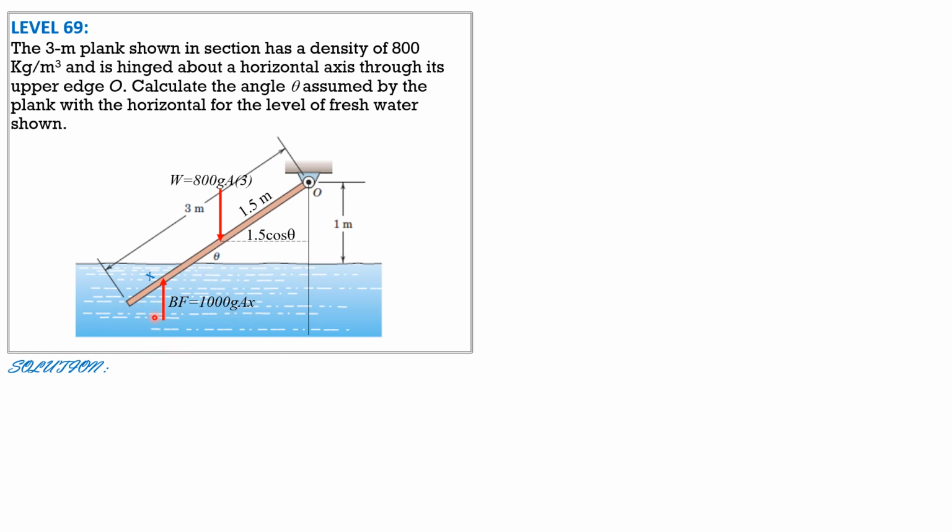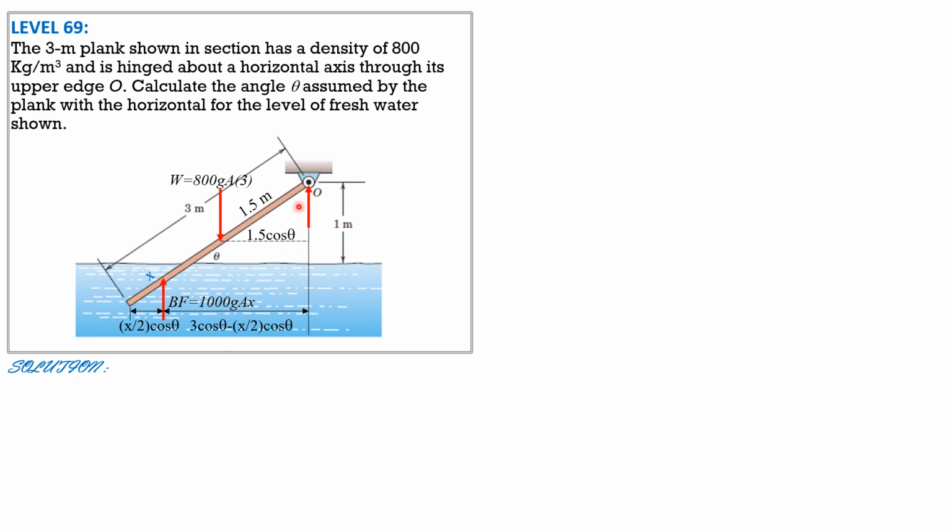And this distance is, because this is theta, x over 2 cosine theta, or 0.5 x cosine theta. Therefore, this distance is, because the entire horizontal projection of the plank is 3 cosine theta, and there is already x over 2 cosine theta here, so this is 3 cosine theta minus x over 2 cosine theta.